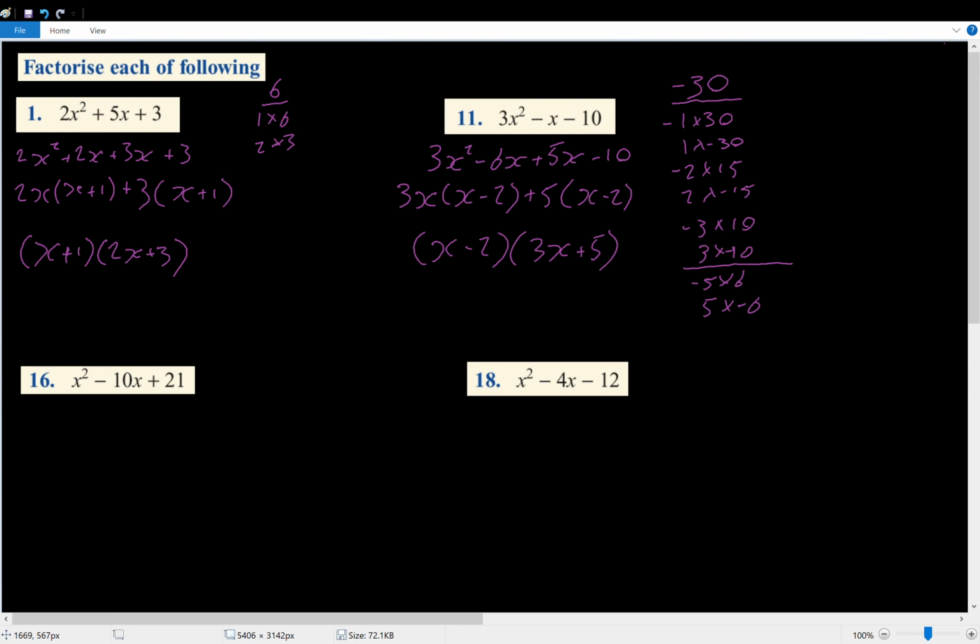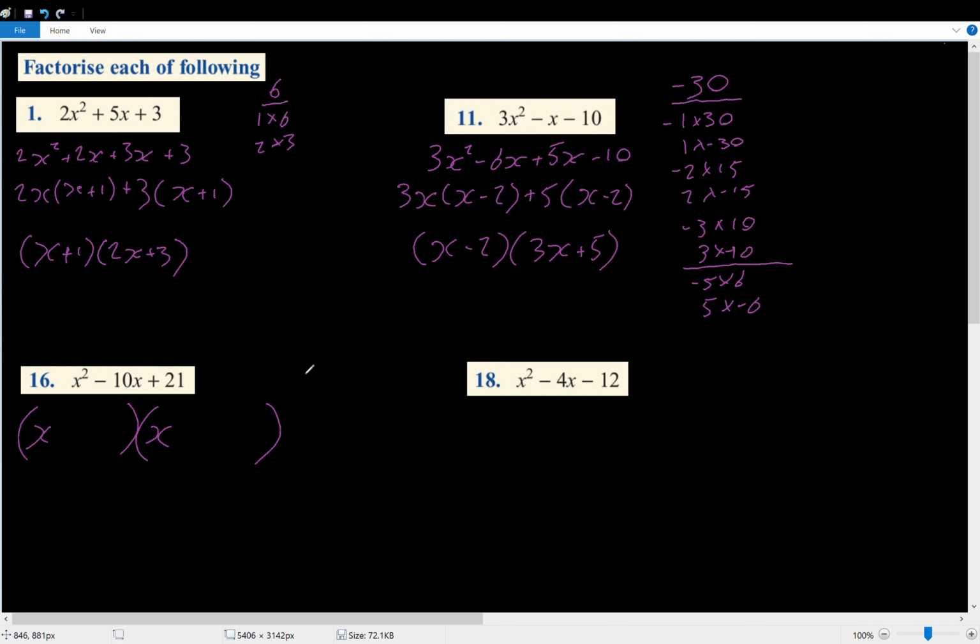Now 16 and 18 are the same sort of method, but this time around we don't necessarily need to go for the grouping method. With these ones, because there's no coefficient in front of our x squared this time, we're going to see another way of approaching these. So this time around we can just go straight to our brackets. Our first term in each bracket are going to be factors of x squared. That's just going to be x and x. And our second term in each bracket are going to be factors of 21 that sum to minus 10.